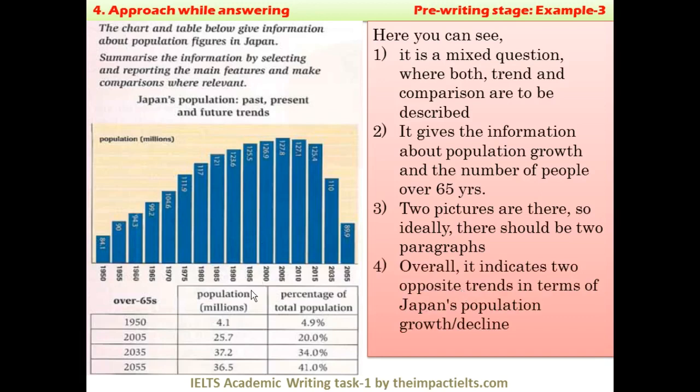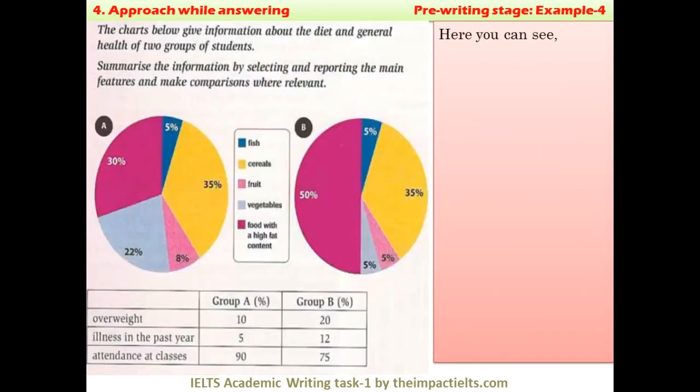Overall, if you look closely at the picture, it indicates two opposite trends in terms of Japan's population growth and decline. That means the overall population trend is different and the population trend of old people is different. Okay, so that's all about this picture.